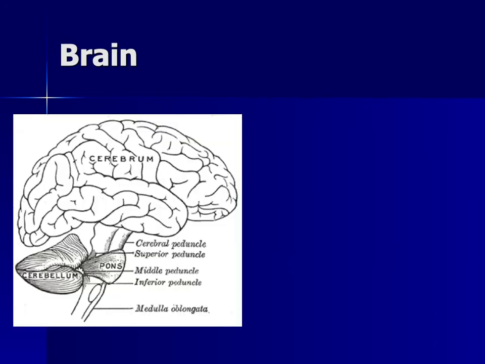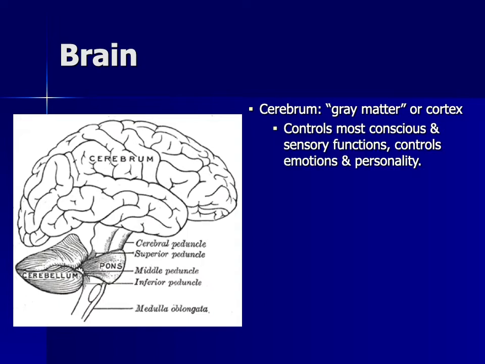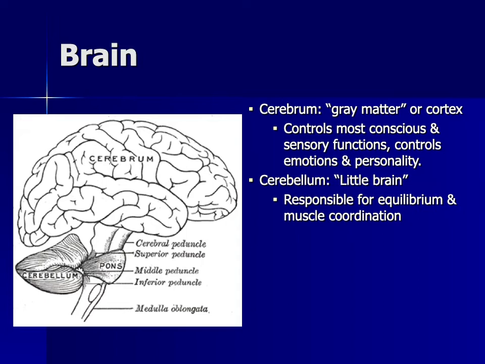Speaking of the brain, it is composed of several different areas. The main brain is called the cerebrum or the gray matter or the cortex. This is what you think about when you think of your brain. It's the area that controls the most conscious and sensory functions, controls emotions and our personality. Next area is the cerebellum, also known as the little brain. It's responsible for equilibrium and muscle coordination.